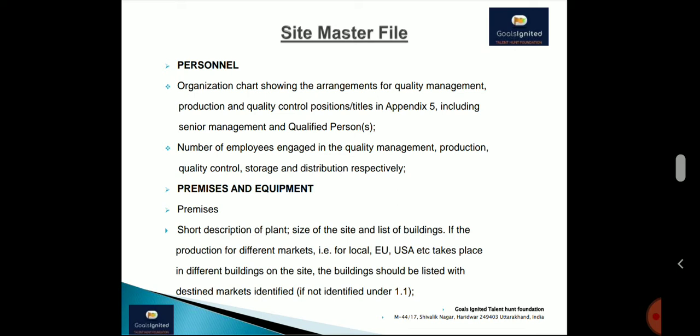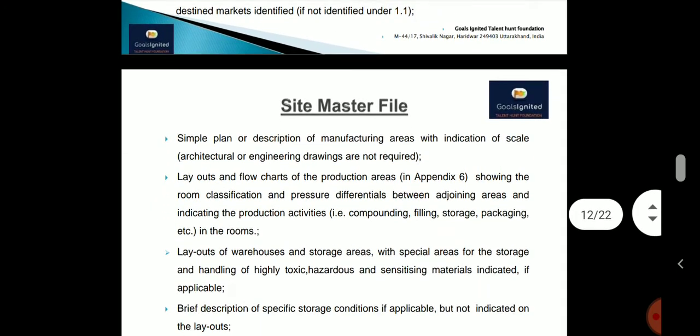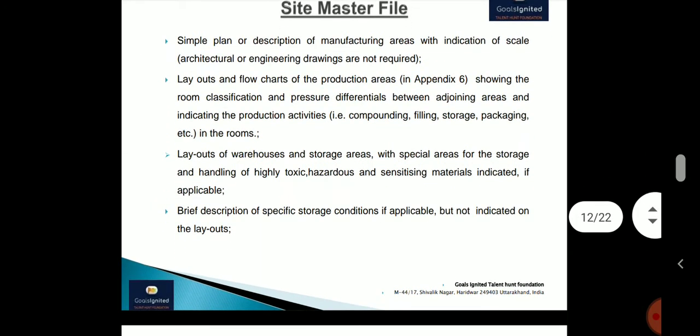Then premises and equipment: premises and a short description of the plant size and of the site, and a list of the buildings need to be mentioned in the site master file. Then we come to a simple plan about the description, manufacturing areas, indication, scale, or the architectural or engineering drawings as required.